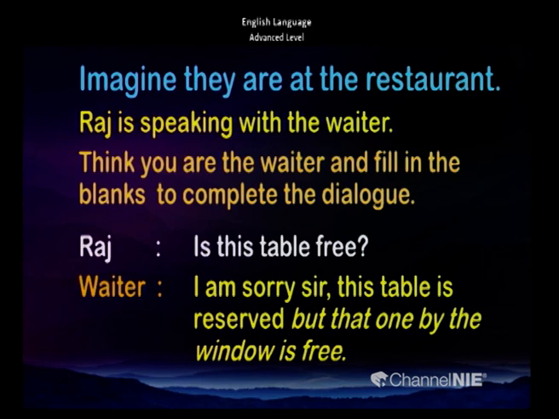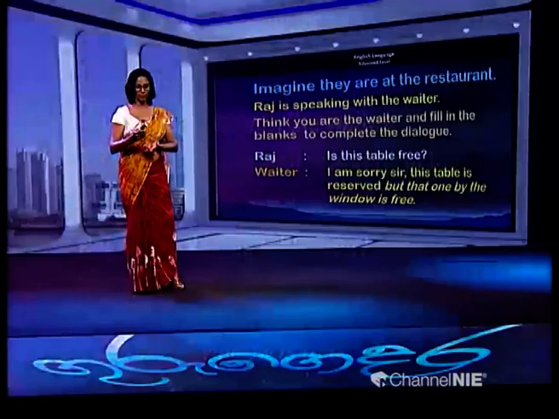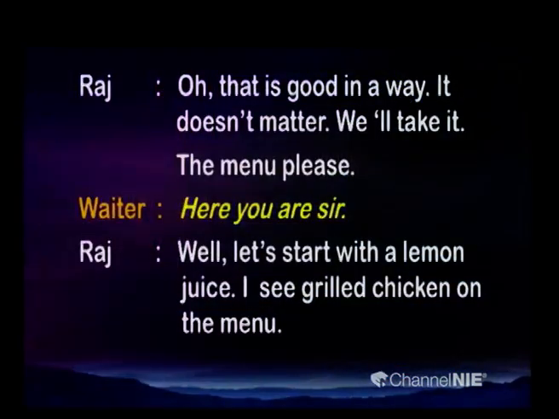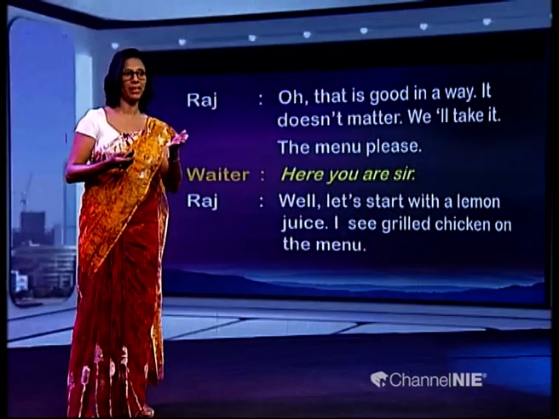I am sorry sir, this table is reserved, but that one by the window is free. So, Raj says, oh, that is good in a way. It does not matter. That means he is not very happy to go to the table that is by the window, but he says, okay, we will take it. The menu please. Once you go to a restaurant to order some food, you need the menu. Then the waiter says, here you are sir. When you want to give something, we can use that, here you are. When your friend asks, could I have your pencil, you can say, here you are. Likewise the waiter is giving the menu.